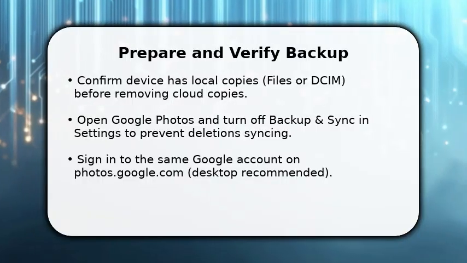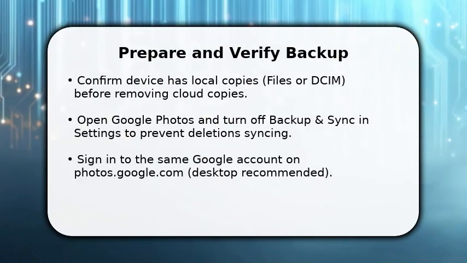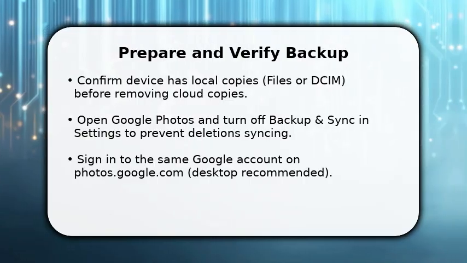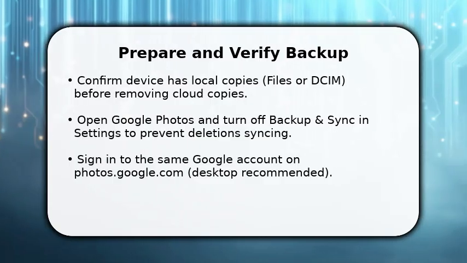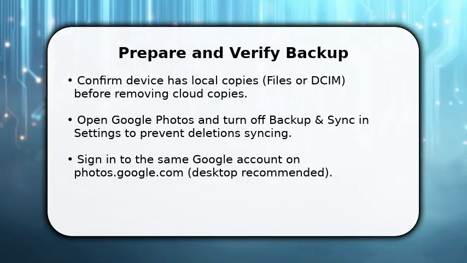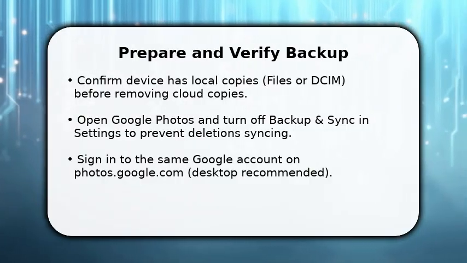You start by making sure you have local files on your phone. Do not assume the cloud is the only copy. Check Files or the DCIM/camera folder, and once you see local copies, open Google Photos on your phone and immediately disable backup and sync so cloud deletions won't mirror back.